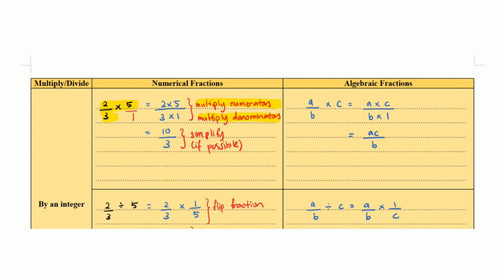Hence, when we go into algebraic fractions, if I have a fraction and multiply by, let's say, c, I only bring c up into the numerator, because c is considered as c over 1. So I will get a times c in the numerator and b times 1 in the denominator. Therefore, my answer will be ac over b. So this is a very generic case.